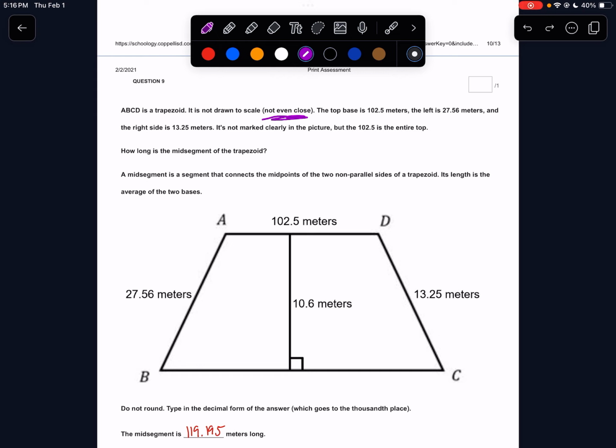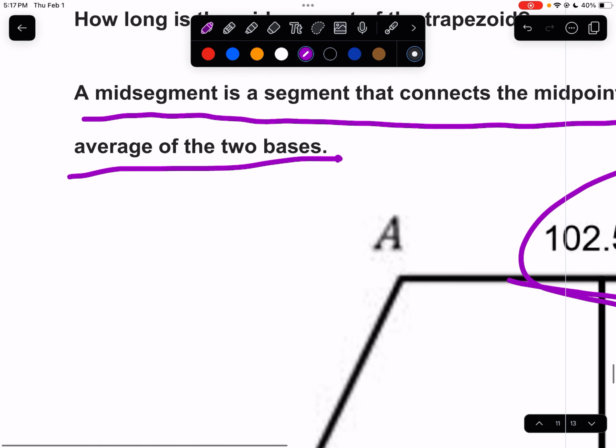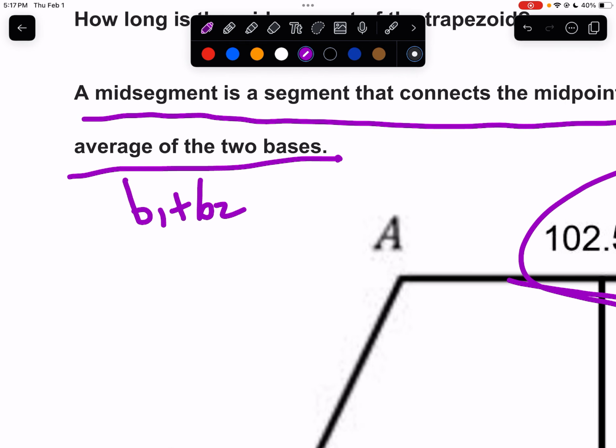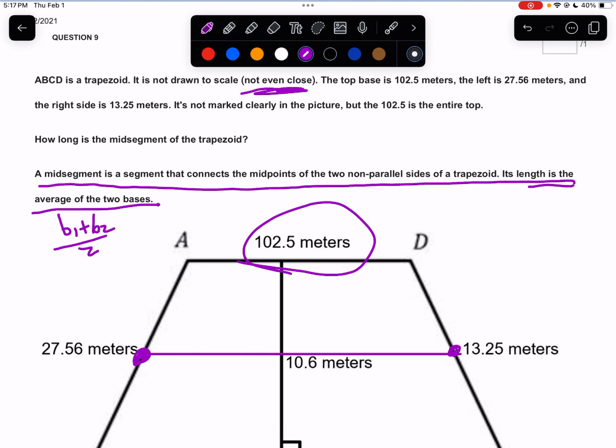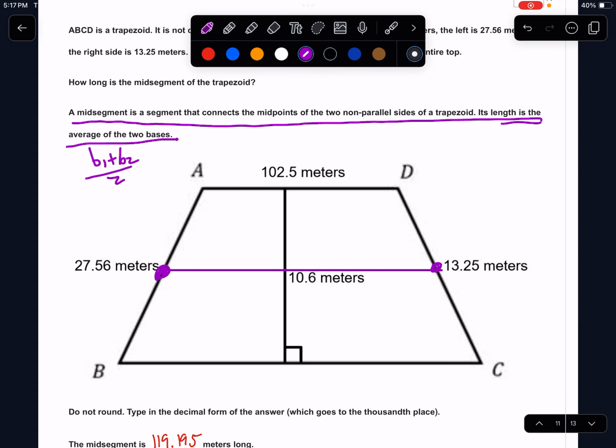Ooh, that's a new word. It tells us right here, a mid-segment is a segment that connects the midpoint of the two non-parallel sides of the trapezoid. So midpoint of the two non-parallel sides, there's a mid-segment. Its length is the average of the two bases. So another way of writing this, its length is base 1 plus base 2 divided by 2. That would be the average of the two bases. So that's how long the midsegment is. So we need to get the length of the bases.